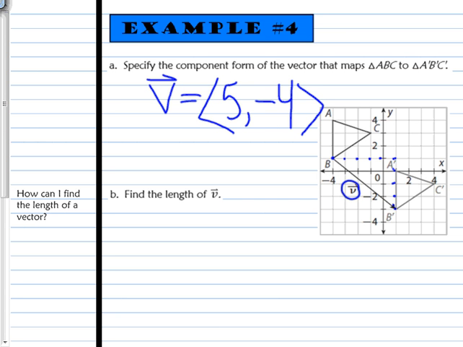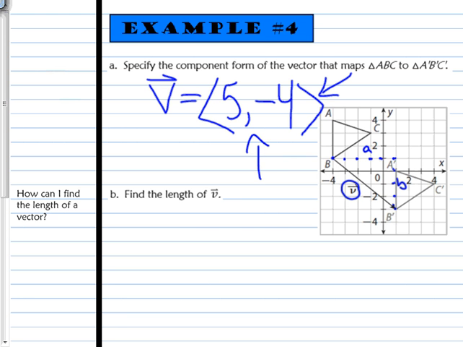We have a leg and a leg, and then the vector is the hypotenuse. So we can use the Pythagorean theorem. Either side can be A or B, it doesn't matter. And I don't have to count again because I just counted 1, 2, 3, 4, 5, and I just wrote that right here. So to find the vector, you don't have to count 5 and 4 again because you have the numbers right here. Okay?